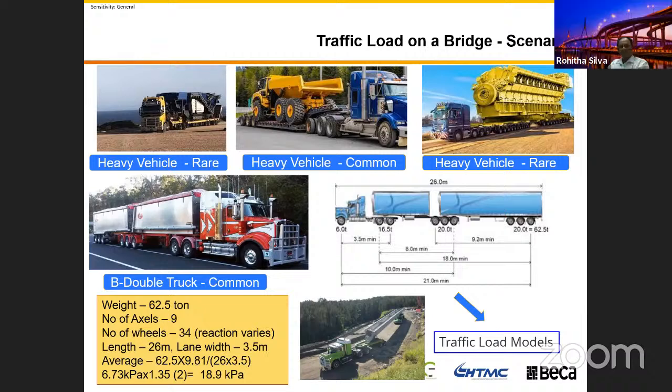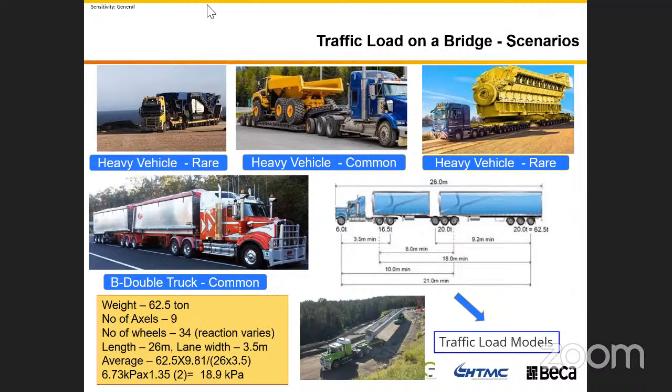Any more questions? Yeah, just thanks Rohita for the marvelous presentations always. I enjoy very much. And just one comment from Transport for NSW out there. We are the clients.